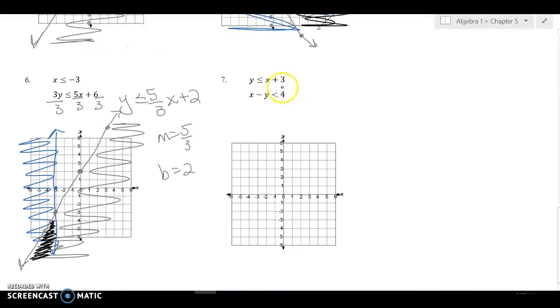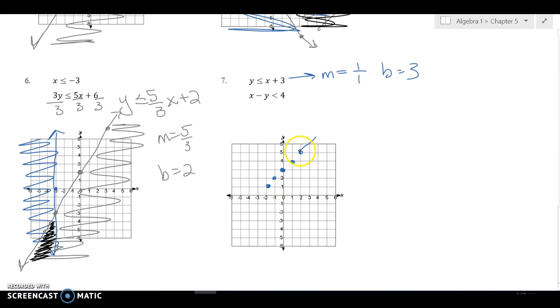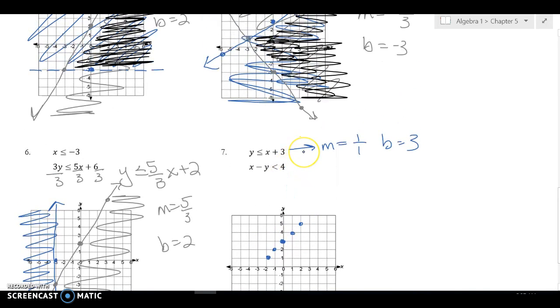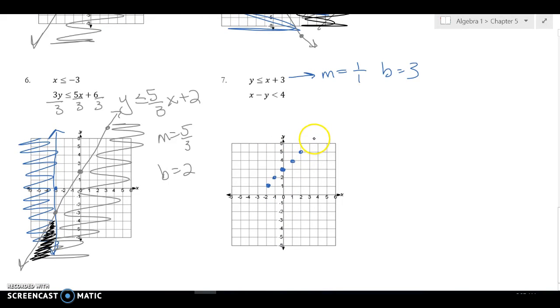Okay, last one, same thing. Again, I find it much easier if you find your m and your b ahead of time. And my b is 3, and I'm going to go up 1 over 1. And this one is a solid line. And it says less than. So I'm going to shade below the line.